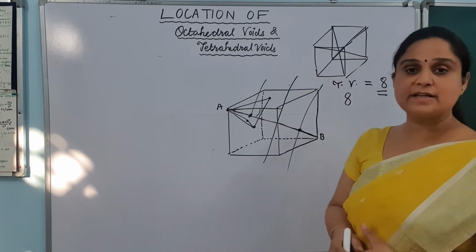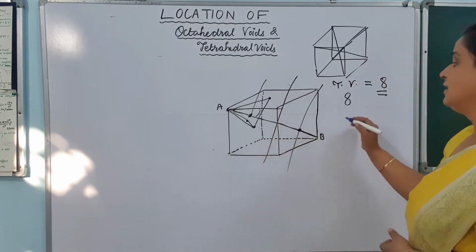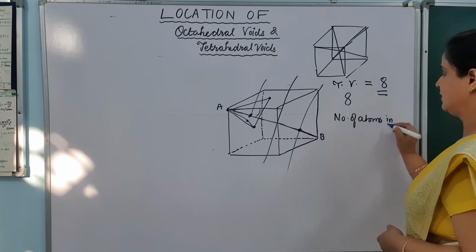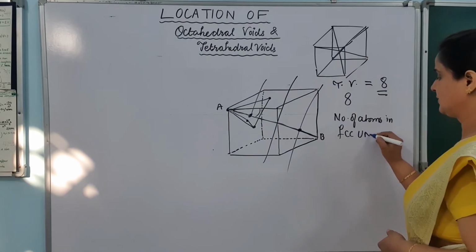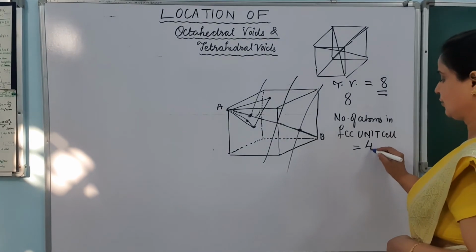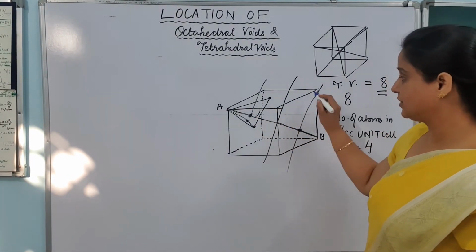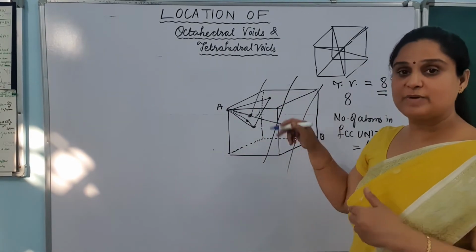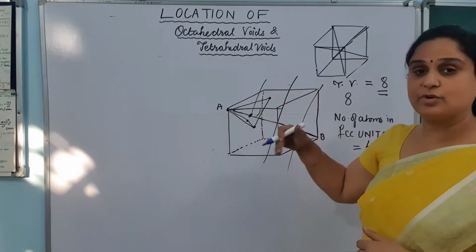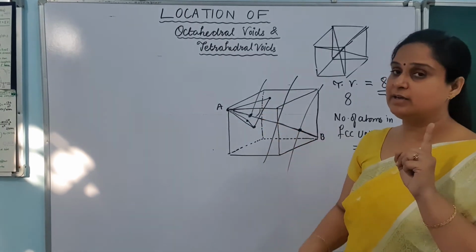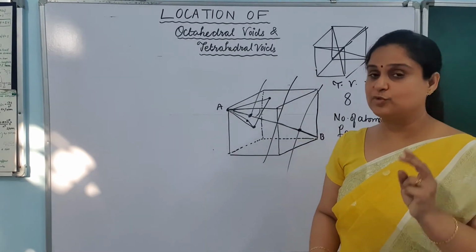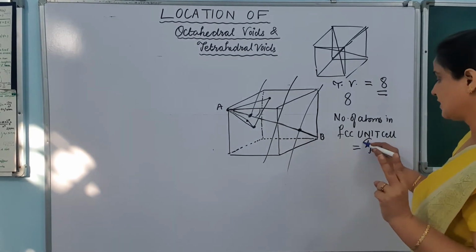And how many atoms are there in the FCC crystal? Number of atoms in FCC unit cell is equal to 4, which we have already calculated. 4 from the corner, okay, 4 plus 4 divided by 8. That is, every atom is contributing 1 by 8. So from the corner there is 1 atom, and from the center of the faces there are 3 atoms. So 1 plus 3, a combination of 4 atoms are there overall.